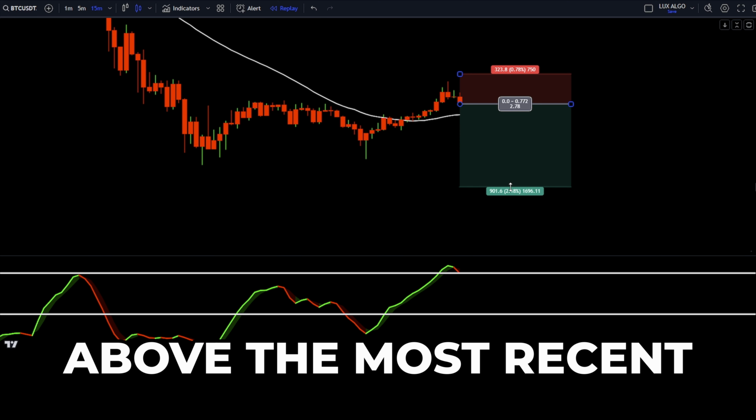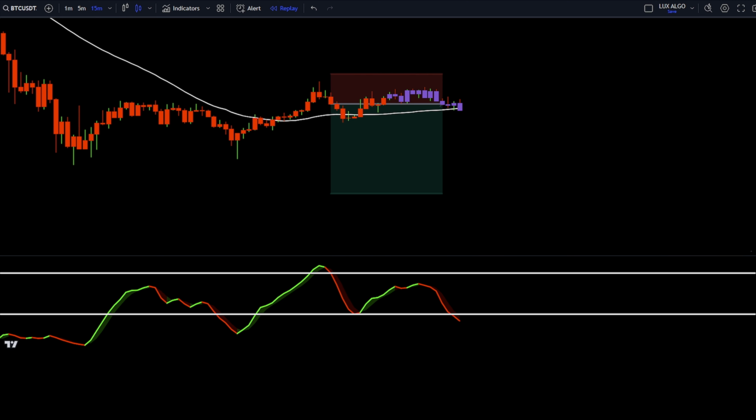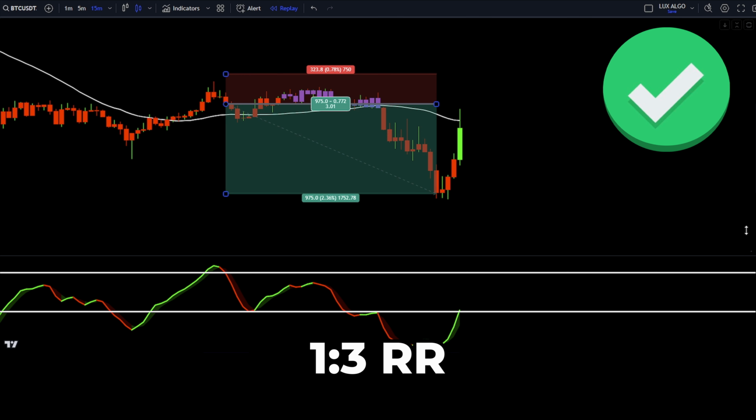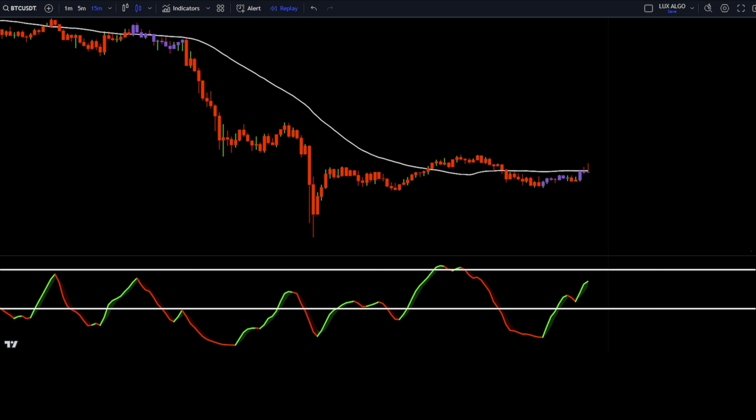We put our stop loss above the most recent high, and for our take profit, same as for long trades, we are going to target a 1-to-3 risk to reward ratio. Let me show you another example for a valid short entry signal. We'll follow 3 simple steps.